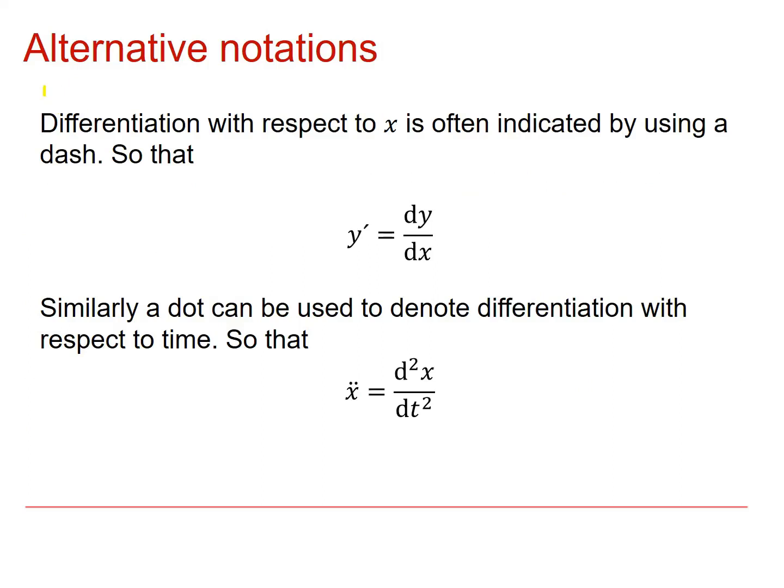We use some alternative notations as standard. For instance, you'll see a shorthand dash to indicate differentiation with respect to x, and double dash would be used to indicate the second derivative with respect to x. Also common is the use of a dot notation to represent differentiation with respect to t. Here we've used double dot to indicate the second derivative with respect to t, but we would also use x dot as dx by dt, the first derivative, and if x were displacement, then we'd think about this being velocity and this being acceleration.